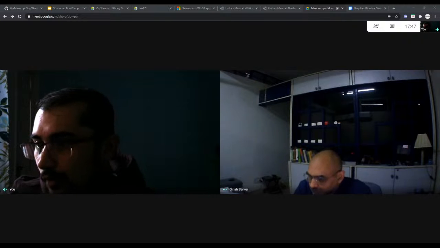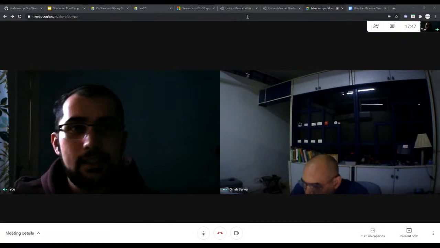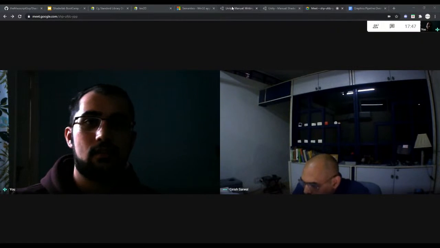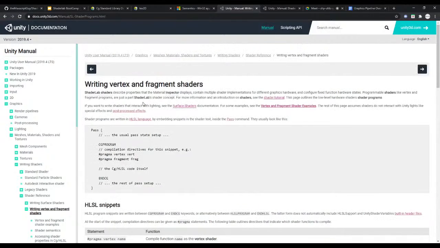Any must-read book for a shader developer? Yes. Before you read any book, the best thing to read is the manual. There is a great manual by Unity. So do read this. I'm just sending it to you here in the chat box so that everybody can see that.